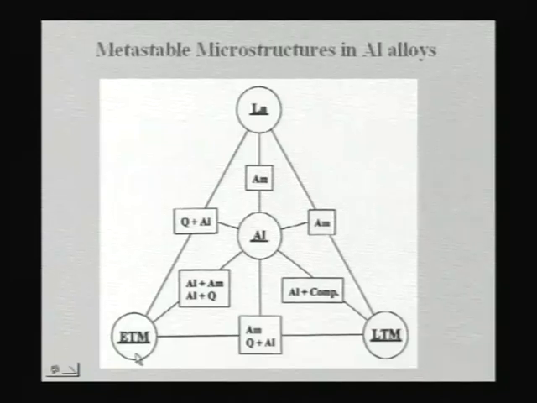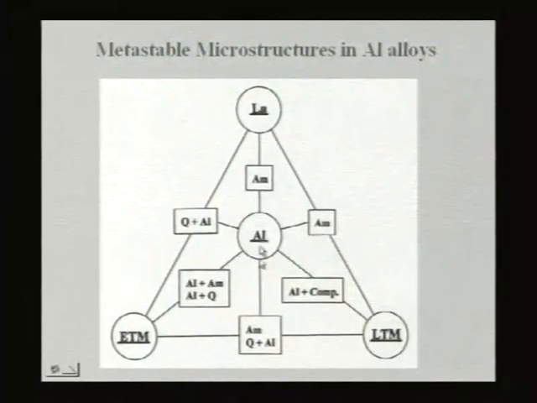If you choose manganese, you end up in a quasicrystalline phase. If you choose iron or vanadium, you end up in amorphous phases. Like that, if you choose a proper combination of these, you can get that. If you can have a combination of these, aluminum plus early transition plus late transition, you can have a nice combination of amorphous plus quasicrystal plus aluminum.